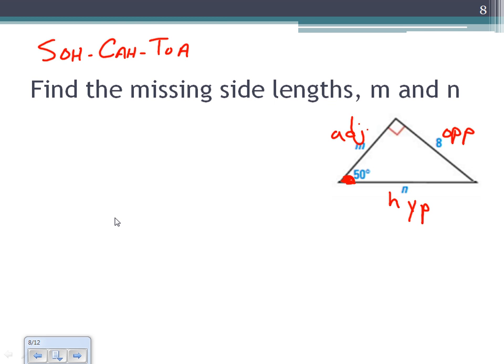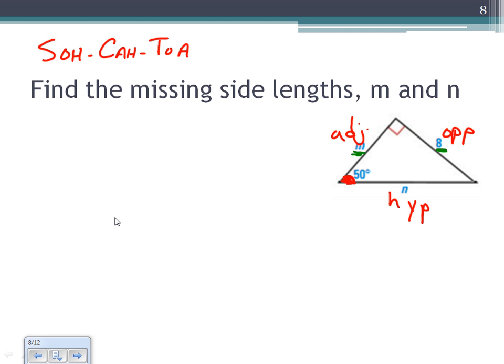When we solve these, we can only pick one at a time. We can't pick both variables at the same time, because otherwise we'd have one equation with two variables. So we need to use the 8. Would you guys rather solve for M or N first? Julian, which would you prefer? M. We're going to solve for M first.